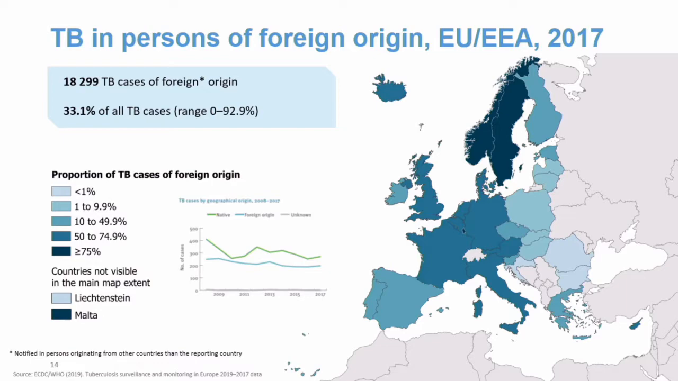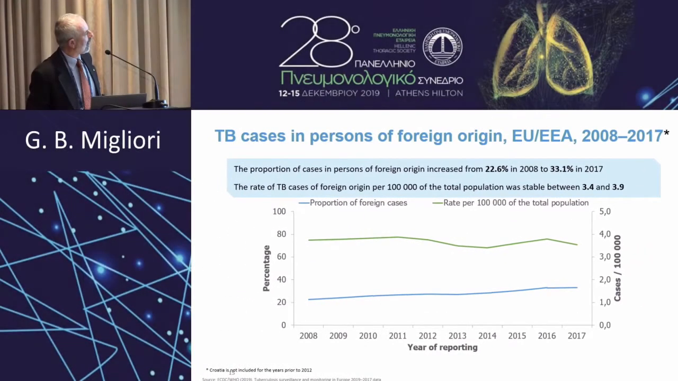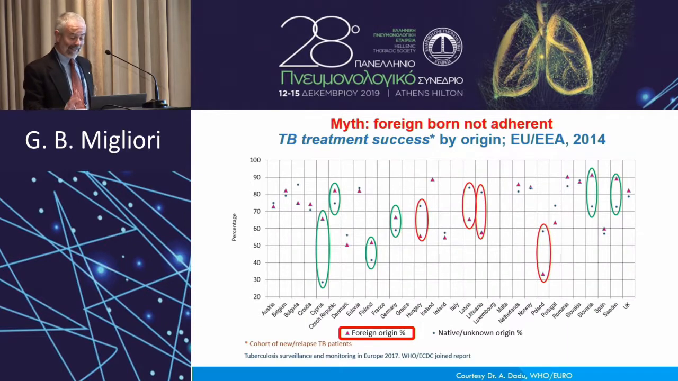And we see this is Greece. This is the proportion over time of migrants over the total. This is the stable situation as far as the numbers per 100,000 population, which are between 3.4 and 3.9 per 100,000 in Europe, more or less stable. That is quite a lot, by the way. Yeah? Okay, this is interesting.